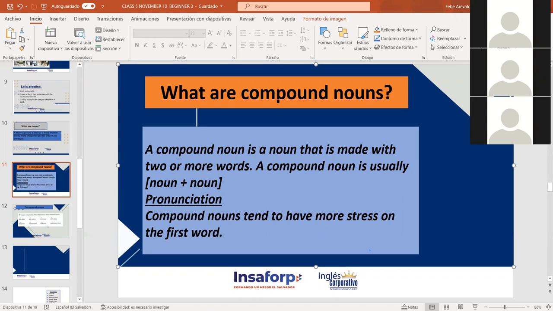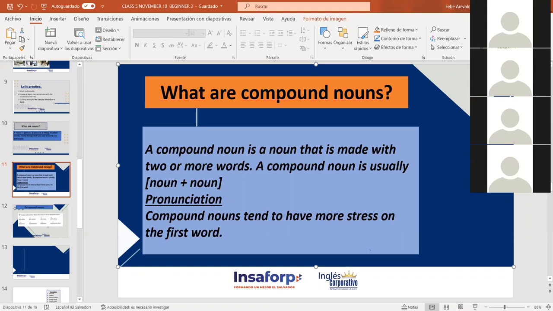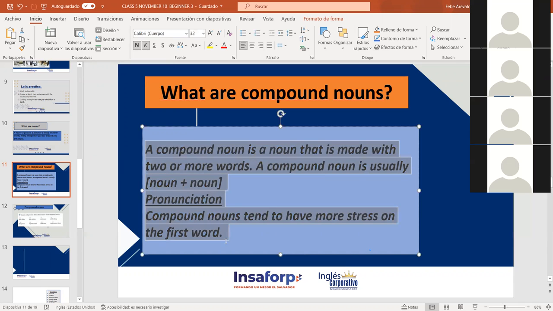And let's have Patricia. Do I have Patricia? Ya no la veo, Patricia. I don't know if she's in here. No, she's not. Okay, let me have Emperatriz then. Read once again this information.